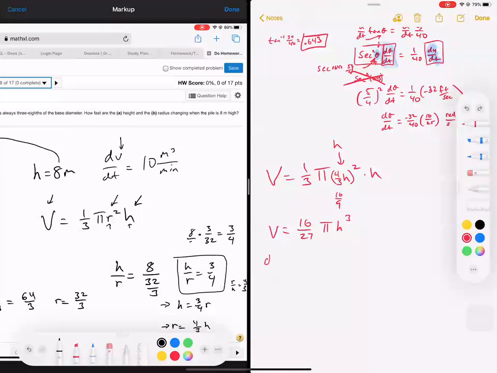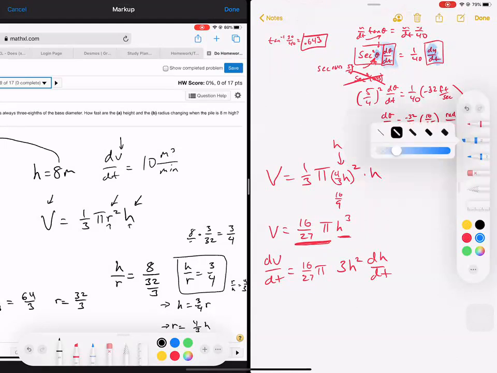The derivative of v is dv over dt. These are all constants, right? So it's just 16 over 27 pi. The derivative of h cubed is 3h squared dh over dt. As a reminder, we are solving for dh over dt. But don't we already have h? Don't we already have dv dt? We have everything else in this problem to solve for.